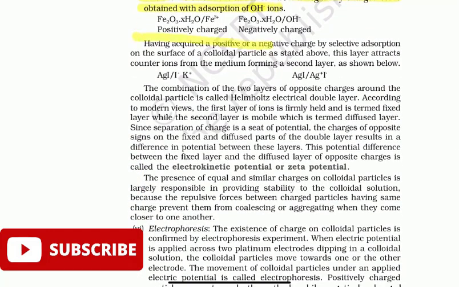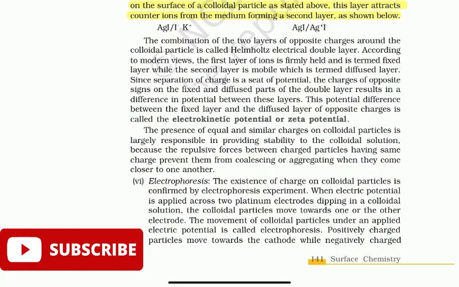Having acquired a positive or a negative charge by selective adsorption on the surface of a colloidal particle as stated above, this layer attracts counter ions from the medium, forming a second layer as shown below. The combination of the two layers of opposite charges around the colloidal particle is called the Helmholtz electrical double layer. According to modern views, the first layer of ions is firmly held and is termed the fixed layer, while the second layer is mobile, which is termed the diffuse layer. Since separation of charge is the seat of potential, the charges of opposite signs of the fixed and diffuse parts of the double layer result in a difference in potential between these layers.